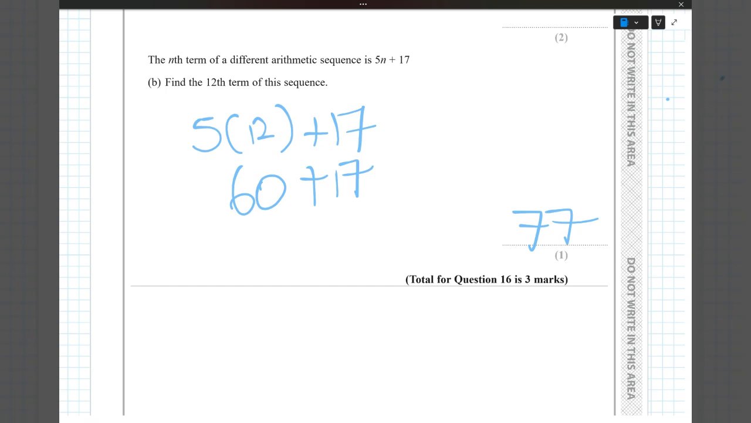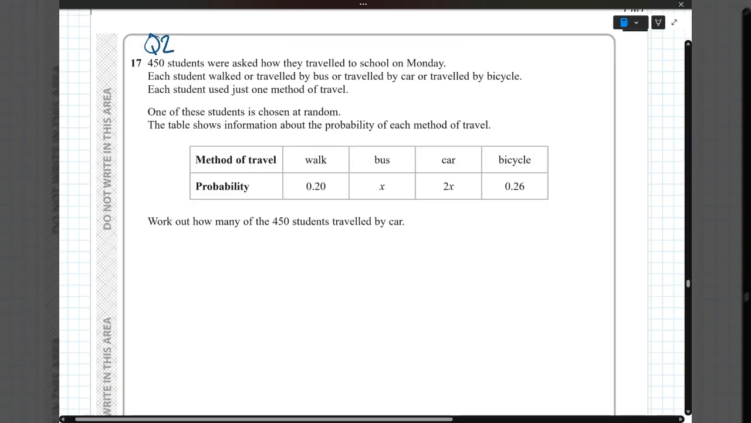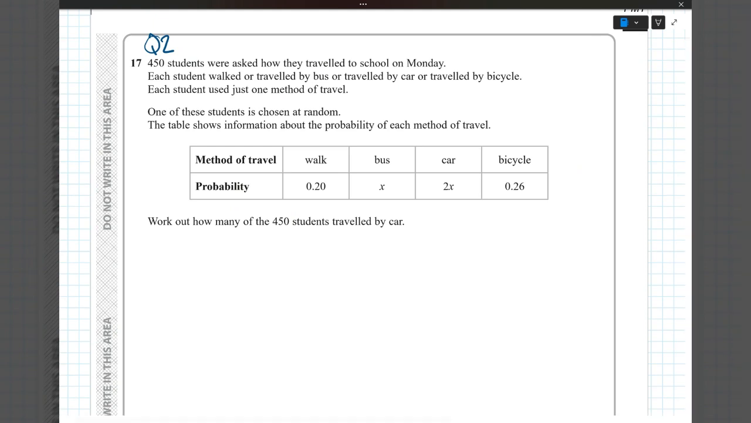Okay, we're doing 2 questions here, so we're going to go into the next one. Question 17, or question 2 on the higher. 450 students were asked how they travelled to school on Monday. This is sort of covered down here, so I don't really need that. There's just a lot of words.